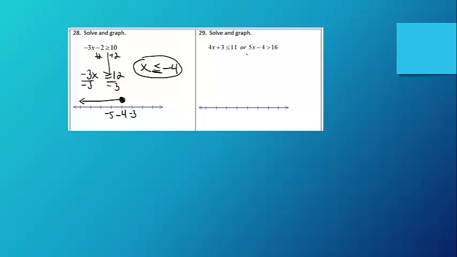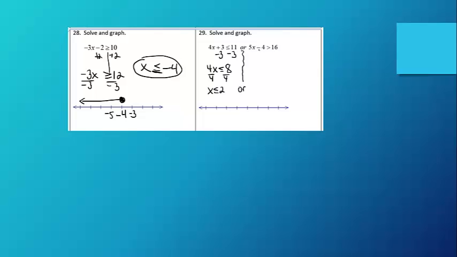Right, 29, solve and graph. 4x plus 3 is less than or equal to 11, or 5x minus 4 is greater than 16. So this is when I just like to draw my little squiggly. We're going to solve these two problems as they are totally separate problems. Okay, the first on the left side, to get rid of the plus 3, I'll subtract 3 from both sides. So I'll get 4x is less than or equal to 8. And then from here, I'll just divide both sides by 4. So I'm going to get x is less than or equal to 2.